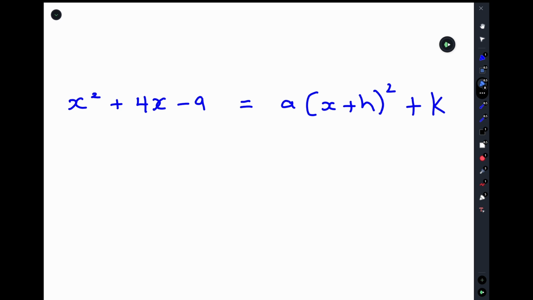Today we want to review the topic of completing the square, also known as conversion to vertex form. We have the quadratic x squared plus 4x minus 9, and we want to place that in the form a multiplied by x plus h to be squared plus k.